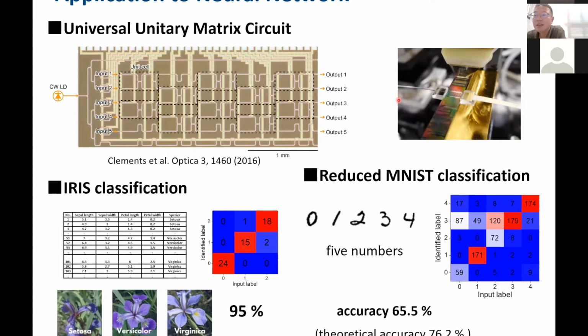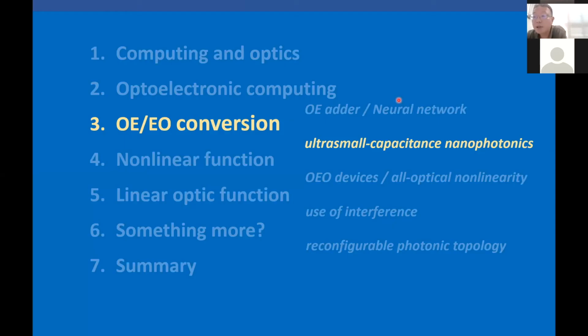Okay, so far I showed that light speed calculation is possible by certain types of optoelectronic computation circuits. And as I told you, there are 3 parts generally consisting of an optoelectronic accelerator. So hereafter, we show our recent advances concerning these 3 parts. And the first is OE and EO conversion.